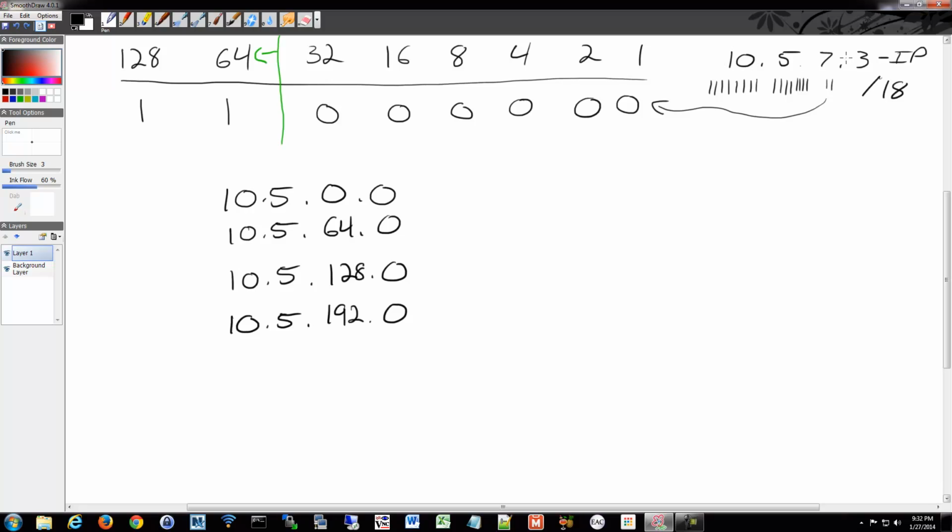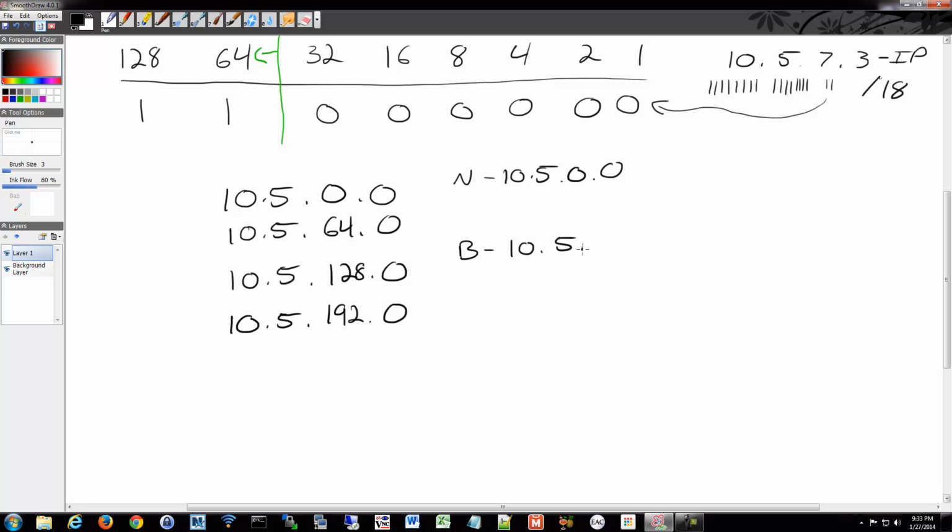So his IP was 10.5.7.3. So we have 10.5.0.0, 10.5.64.0. So it's .7, so it's going to reside within this network, right? Because it's not going to be higher than 64. It's higher than 0, but less than 64. So it's going to be within this network. So let's figure out the information for this network. 10.5.0.0 is going to be the subnet, the network address. Let's do the broadcast, because that's probably the next easiest one.